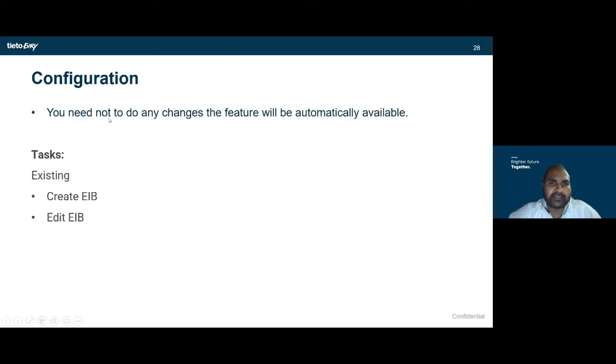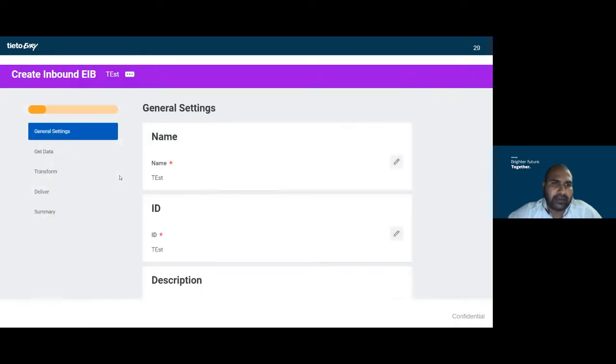So what configuration is needed? You need not do any changes. The feature will be automatically available. The UI will change automatically, and the header key and the delete integration attachment functionality will also be updated automatically. You need not do any configuration. And the tasks which will be used are create EIB and edit EIB.